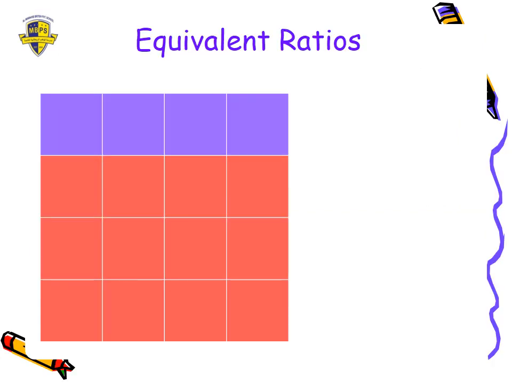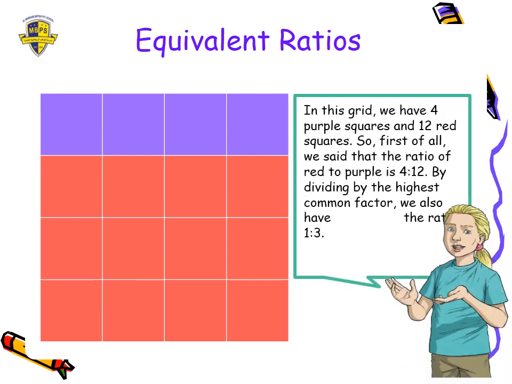Okay, now we have another example. Again, how many purple? Excellent, 4. And how many red? 12. Okay, so here the ratio of purple to red is 4 to 12. Or if we simplify it, divide by 4, this is 1 to 3. So the ratio 4 to 12 or 1 to 3 are equivalent ratios.